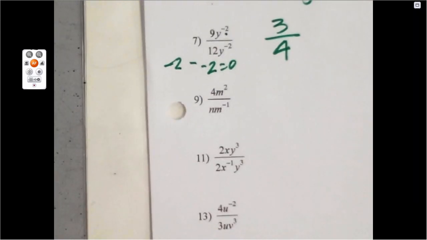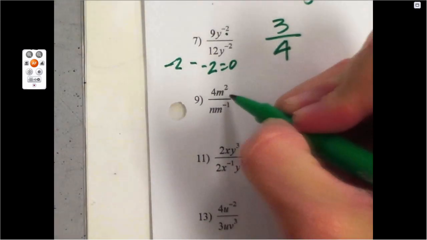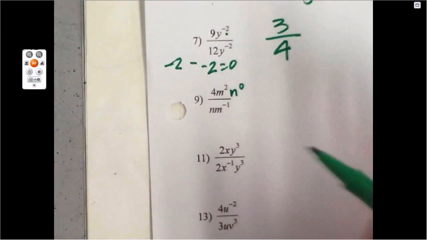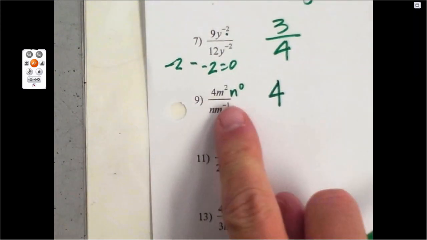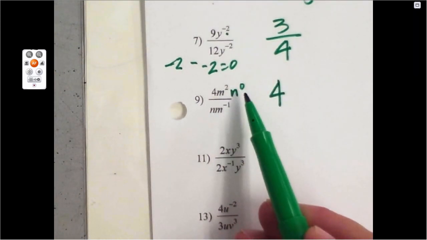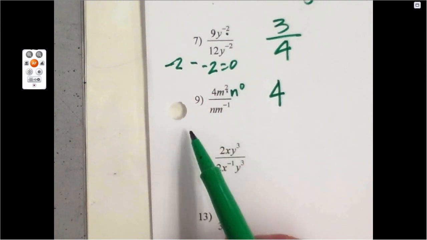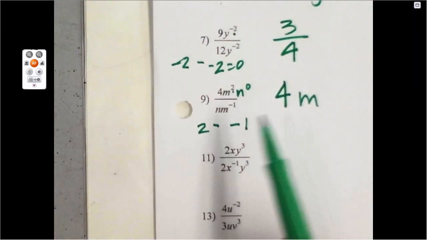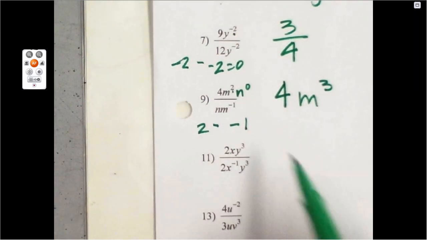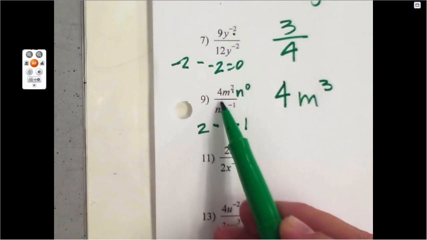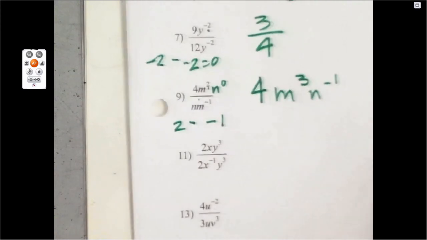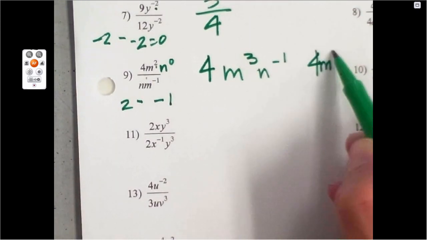Does everybody see how there's not an N on the top? You can write one on there and put a 0. 4 divided by 1 is 4. So, 2 minus -1. I'm working on my M's. 2 minus -1 is 3. 0 minus 1 is -1. So this is going to be 4 M to the 3 over N to the 1.